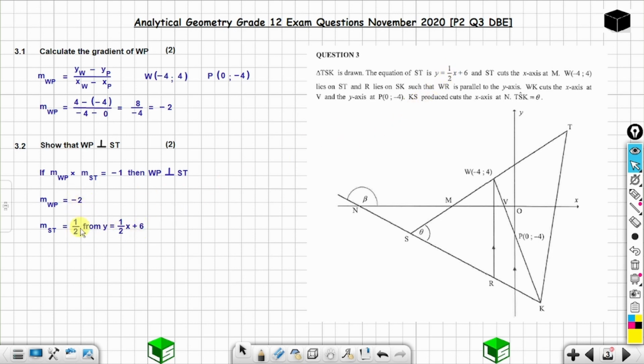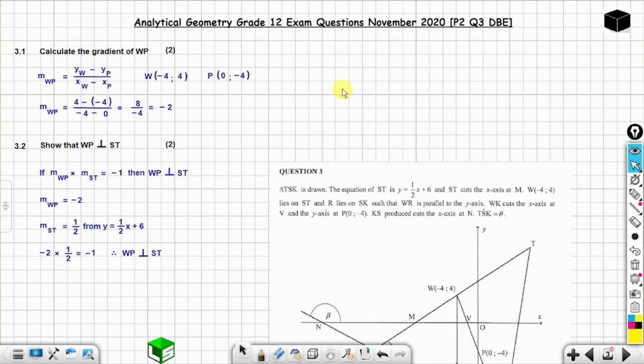Now we are going to multiply the two gradients. So you have negative 2 times 1 over 2, which is equal to negative 1. From this, we can conclude the two lines are perpendicular to each other because the product is equal to negative 1. Therefore, the line WP is perpendicular to the line ST.